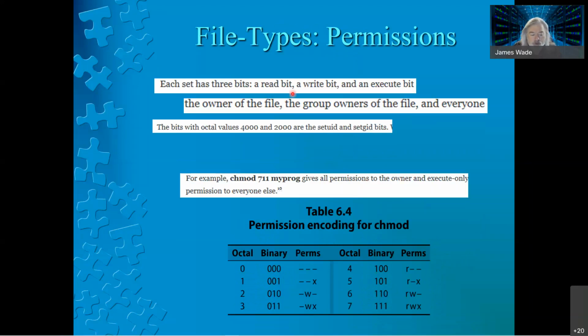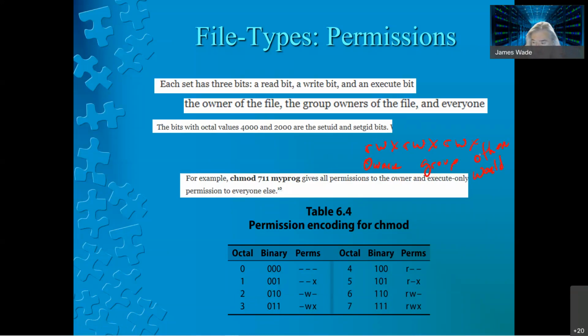Permissions, we talked about permissions. If we look at permissions, it's read, write, execute. And what you have is owner, group, and other, or also called world.